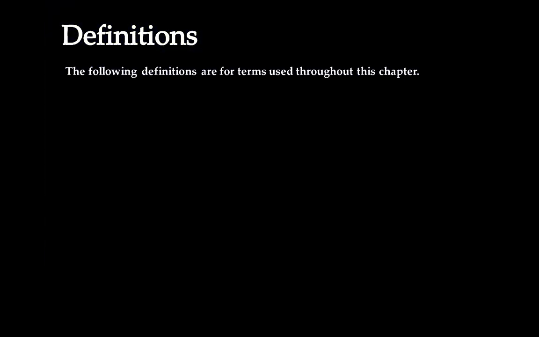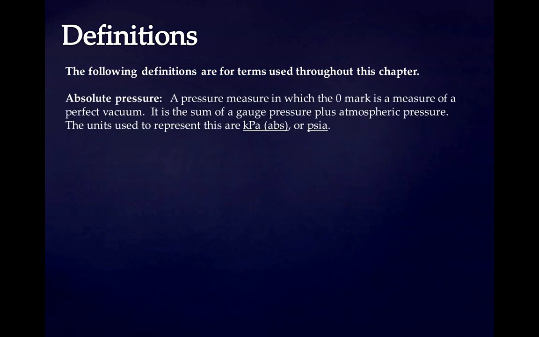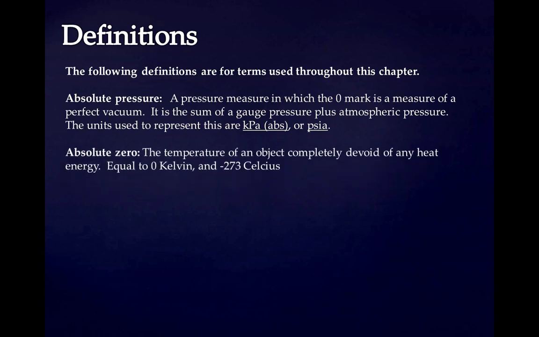Definitions. The following definitions are for terms used throughout this chapter. Absolute pressure, a pressure measure in which the zero mark is a measure of a perfect vacuum. It is the sum of a gauge pressure plus atmospheric pressure. The units used to represent this are kilopascals, absolute, or PSIA, pounds per square inch, absolute. Absolute zero, the temperature of an object completely devoid of any heat energy, equal to 0 Kelvin and negative 273 Celsius.